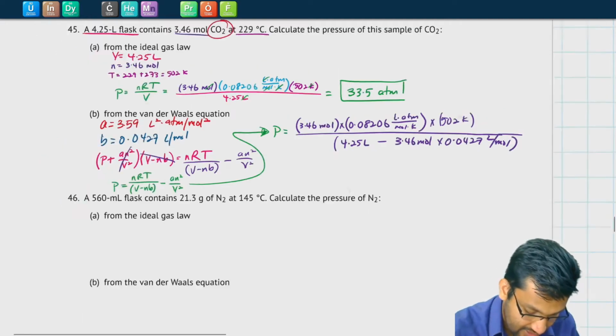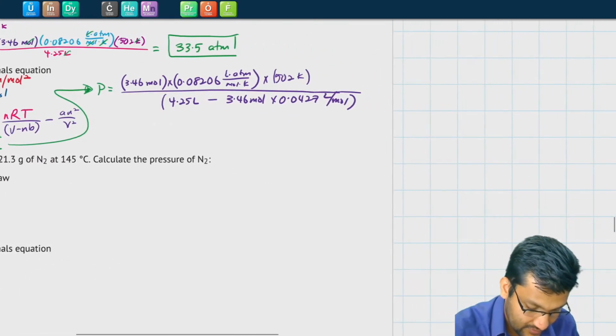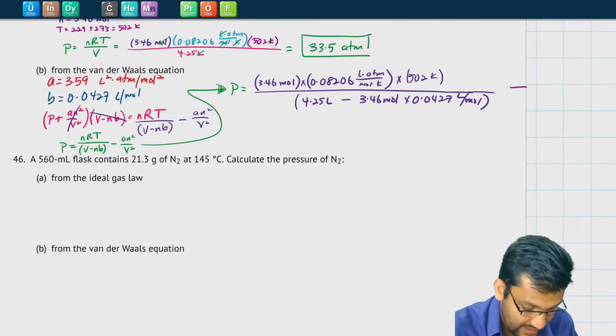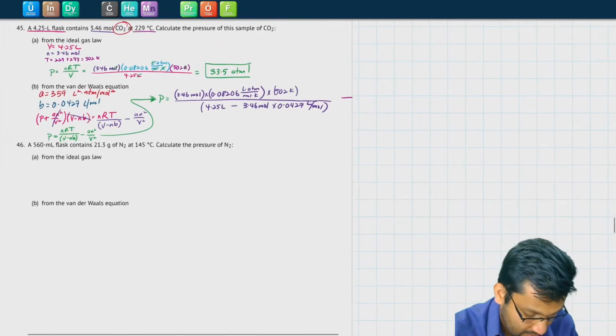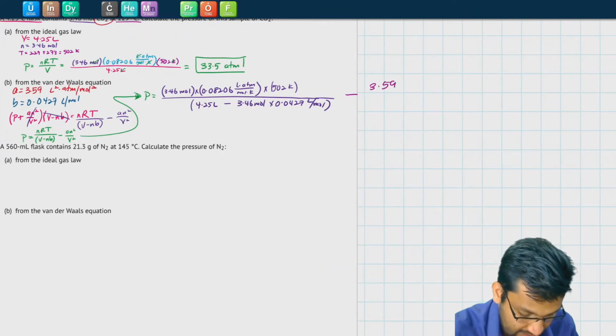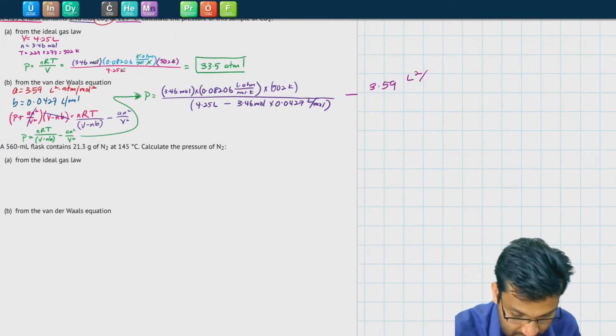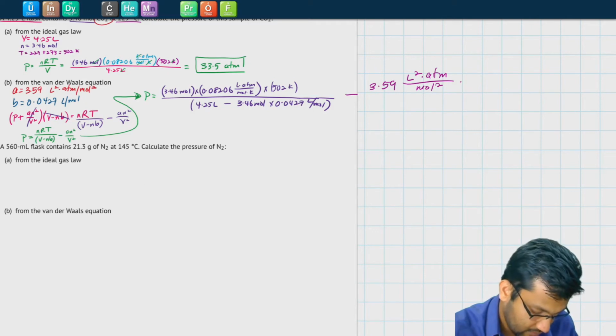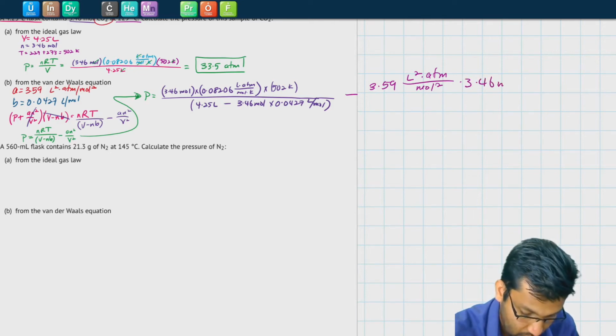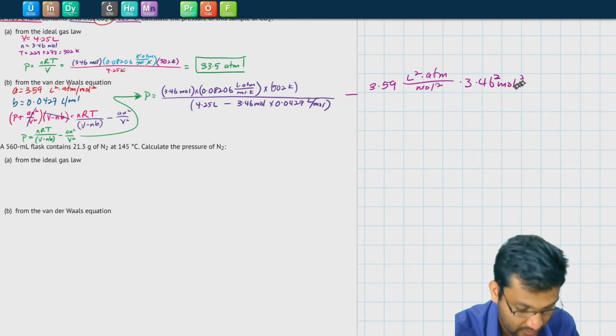All right, I know this equation seems long, but it just requires some working through. Now the negative part, AN squared over V squared. So A is 3.59 liters squared times atmospheres over mole squared, times N squared. N squared is number of moles, so it will be 3.46 moles squared, 3.46 squared times mole squared, right? Over V squared, which is 4.25 squared times liter squared.